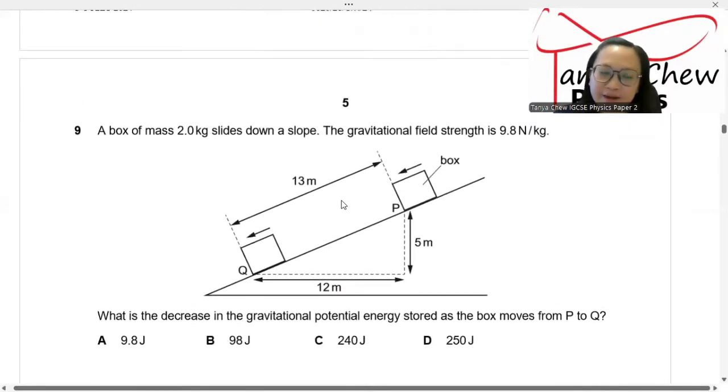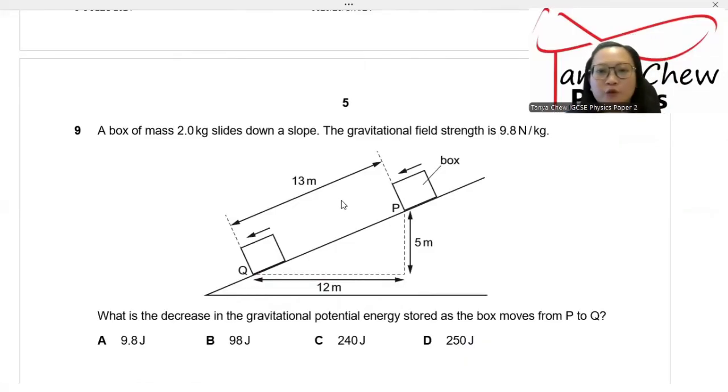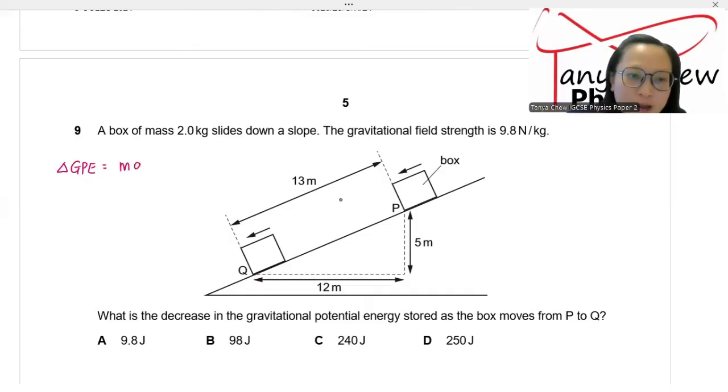Now, question number 9. A box of mass 2 kilograms slides down a slope. The gravitational field strength is 9.8 Newton per kilogram. What is the decrease in the gravitational potential energy stored as the box moves from P to Q? You see, this question is quite tricky, don't you think so? They ask about the decrement in the gravitational potential energy. So I write change, delta. The triangle is called delta. Delta GPE, that means the change in GPE. It is a decrease because the box is moving down from P to Q. So write down the equation of the GPE, mg, and this is delta h, the change in height.